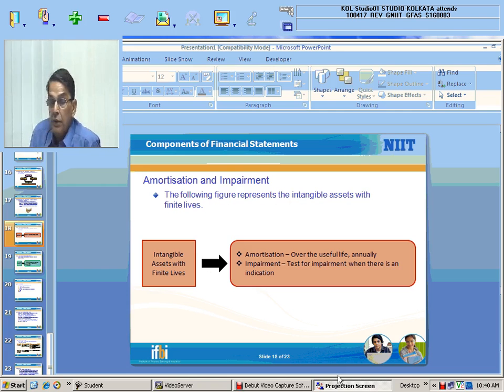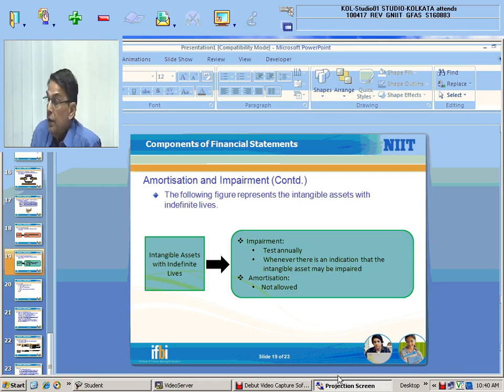But for intangible assets with indefinite lives, there is no amortization. They cannot be amortized because we do not know how long their useful life is. So no question of amortization. The only thing we look for is their impairment. Every year the impairment test will be carried out. Whenever there is an indication that the intangible asset may be impaired, impairment loss has to be recognized.